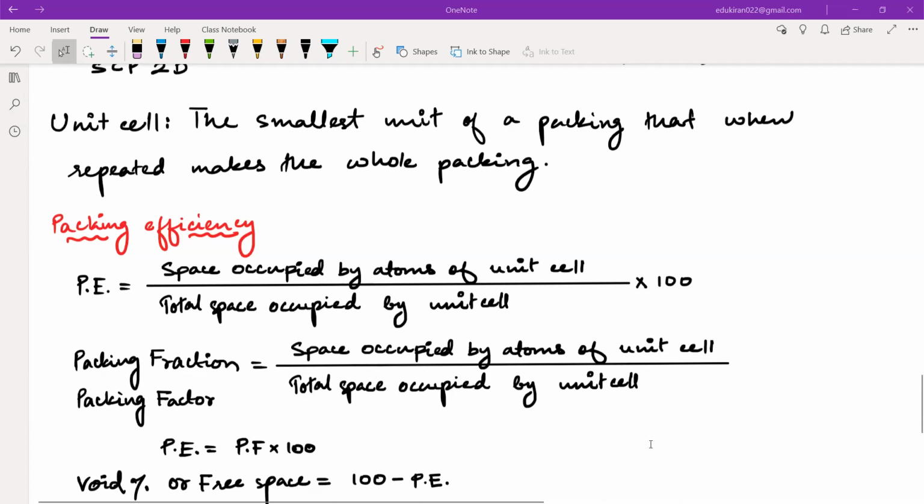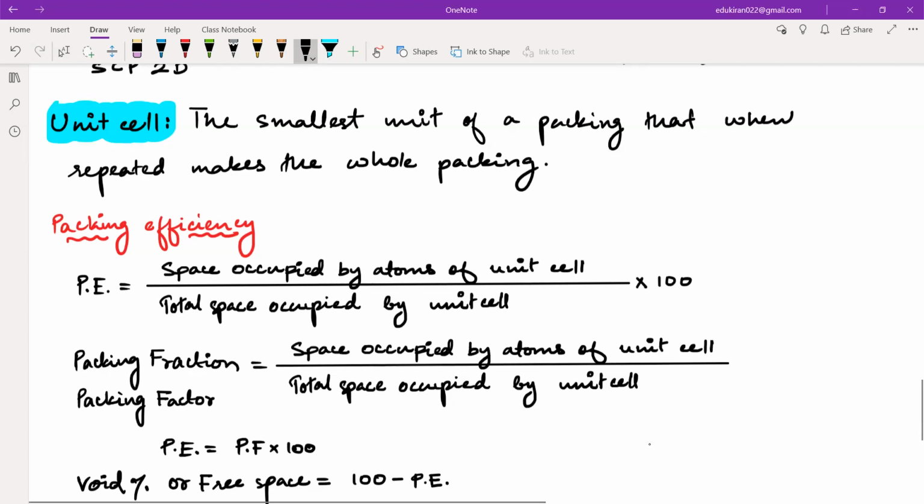We have not covered much. You just need to write a few points. So I talked about unit cell, na? I just wrote that same thing. The smallest unit of a packing that when repeated makes the whole packing. That is the unit cell.